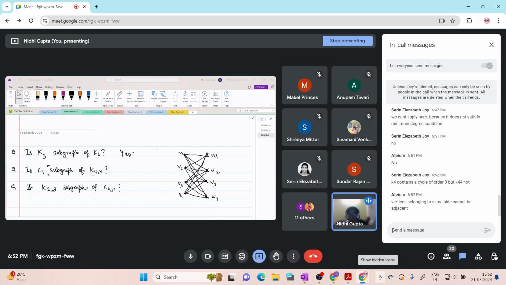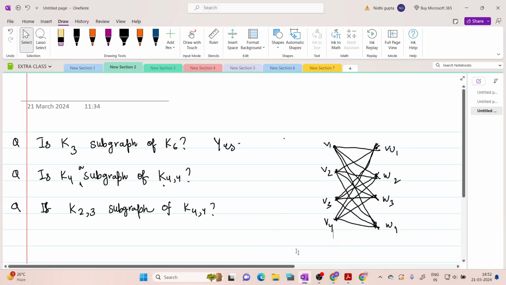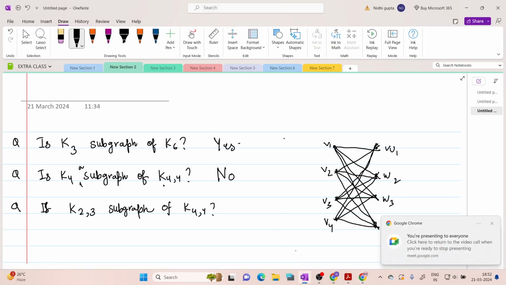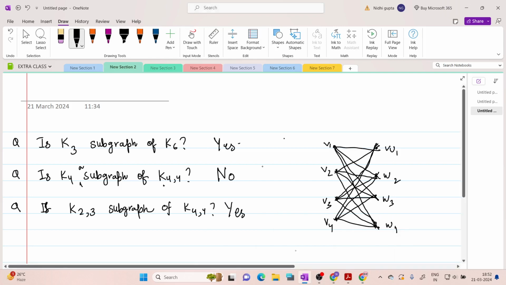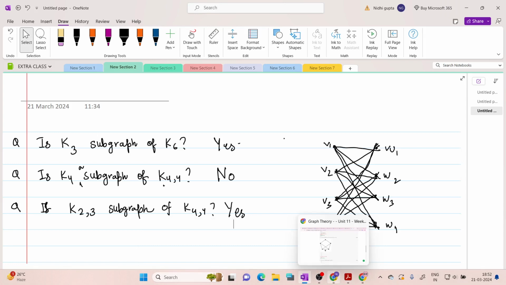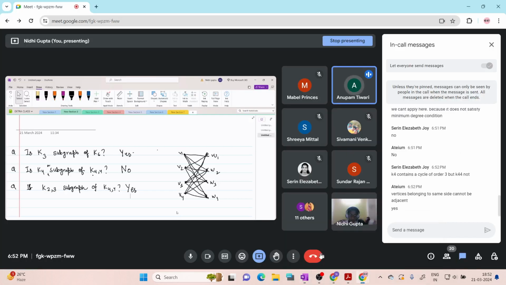What about the third? Is K23 a subgraph of K44? This is true, ma'am. Okay, why is it true? Because both are bipartite, and K44 is a bigger mesh as compared to K23. So basically, you have to take 2 vertices from the first bipartition and 3 vertices from the other bipartition, and if you look at the subgraph induced by those vertices, that will give us K23.